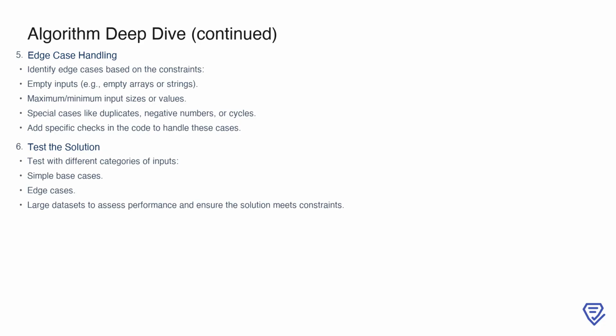Start with simple base cases to confirm your logic works as expected. Then, test edge cases to ensure your code handles them gracefully. Finally, use large datasets to evaluate performance and verify that your solution meets the problem's constraints. This comprehensive testing process helps you identify any remaining issues and ensures your algorithm is both accurate and efficient.